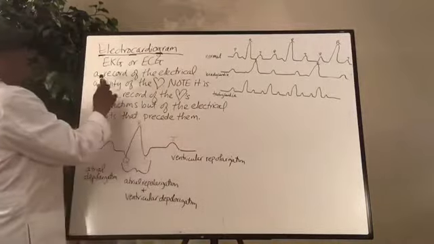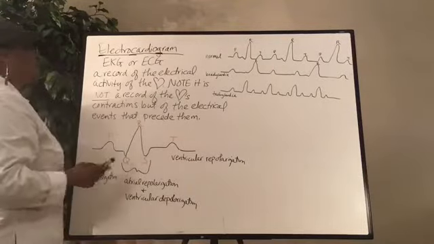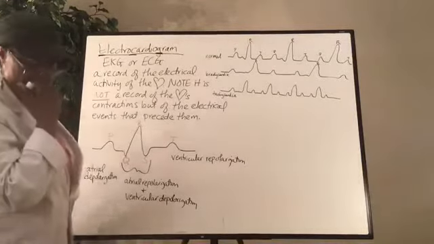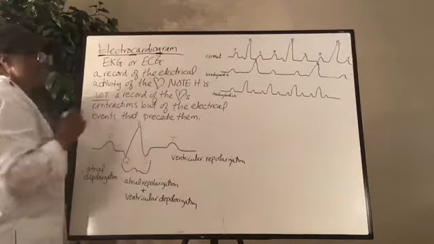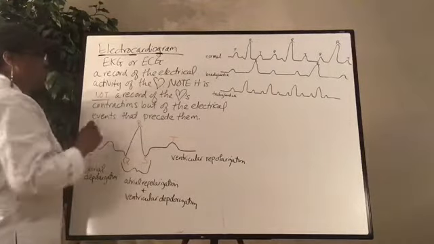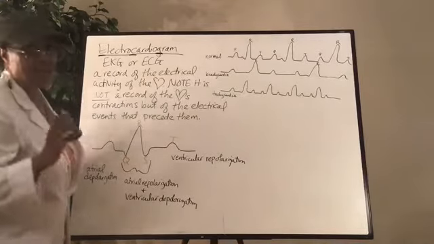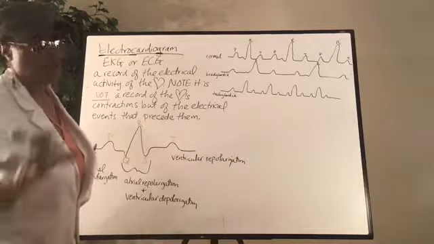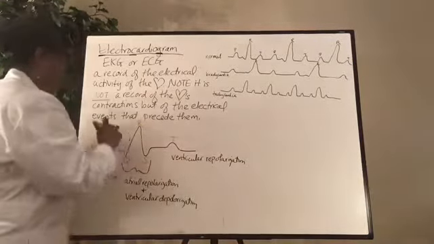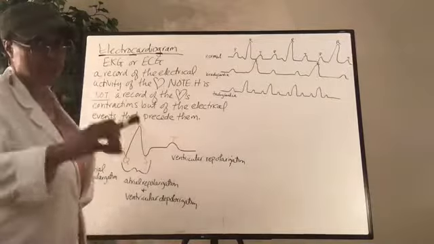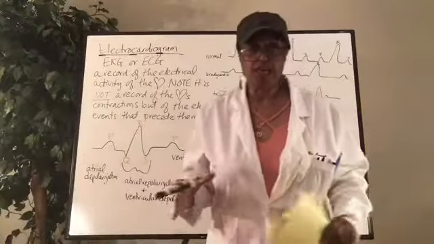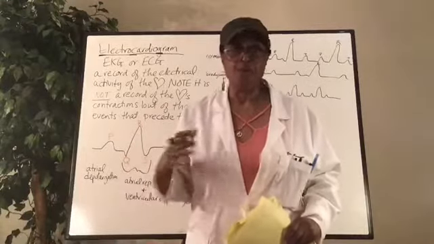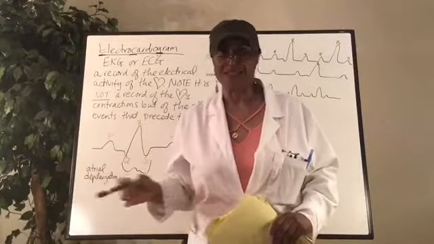So let's give a definition. This is a record of the electrical activity of the heart. Note, it is not a record of the heart's contractions, but it is of the electrical events that precede them. So EKG is showing the electrical events that come before the contraction, all right?